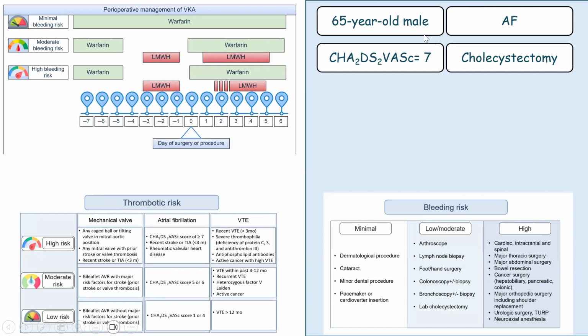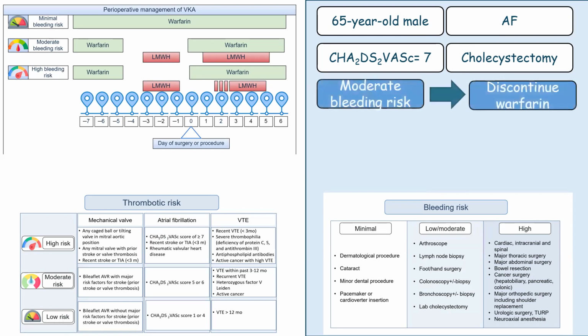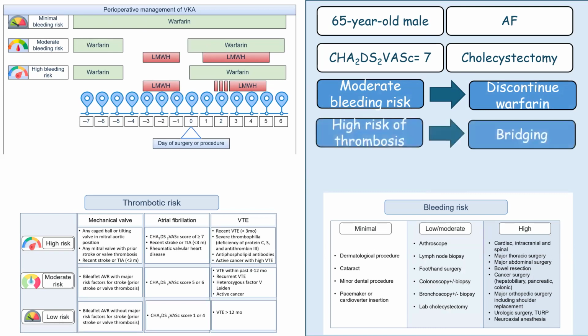The second case: a 65-year-old male patient has atrial fibrillation, the CHA2DS2 score is 7, and the patient is undergoing laparoscopic cholecystectomy. So what is the bleeding risk of laparoscopic cholecystectomy? It is considered a moderate bleeding risk. Because the patient has a moderate bleeding risk, we need to discontinue the warfarin 5 days before the operation. But what about the risk of thrombosis? The patient has a CHA2DS2 score of 7, so this patient has a high risk of thrombosis. So during interruption of the warfarin, we need to overlap this period of interruption with low molecular weight heparin. So this patient needs bridging.